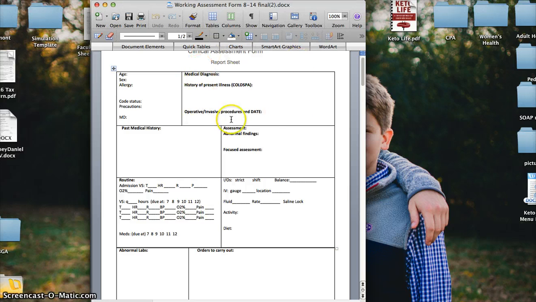So just help them to understand this. This needs to be pertinent past medical history, not every single thing that's happened in their life, abnormal assessment findings, and then help them to decide what type of focused assessment they're going to have on their patient.